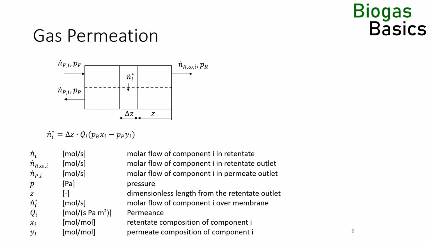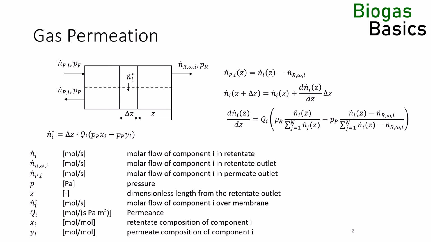The concentrations X and Y are calculated from the molar flows of retentate and permeate. They are the molar flow of species I, divided by the sum of all molar flows at the coordinate Z. At any point along the membrane, we can express the permeate molar flow as the local retentate flow minus the retentate outlet flow at Z equals 0. Combining a Taylor linearization around an infinitesimal length delta Z with the definition of the flow over the membrane, N_I star, substituting the permeate flow and describing all concentrations with the local retentate flow gives the following differential equation. It is a boundary value problem.